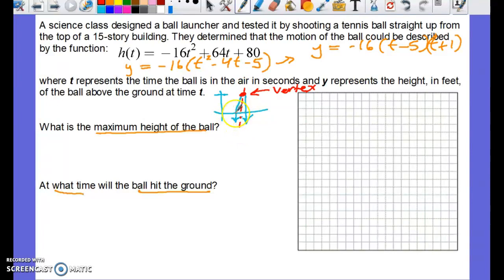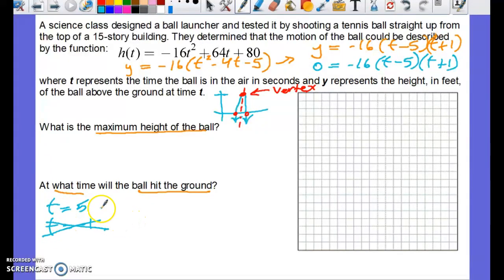But in order to find the vertex, we have to find the axis of symmetry. In order to find the axis of symmetry, we have to find what the x-intercepts are. So I'm going to set this equation equal to 0, and I'm going to use the zero product property to determine that at time equals 5 and time equals negative 1 seconds is when the x-intercepts will be achieved, I guess. I didn't know what word I was going to use there. So those are the two times it works. What's the problem with this time right here? Well, time can't be negative, so it has to happen at time equals 5. That's when the ball will be on the ground.